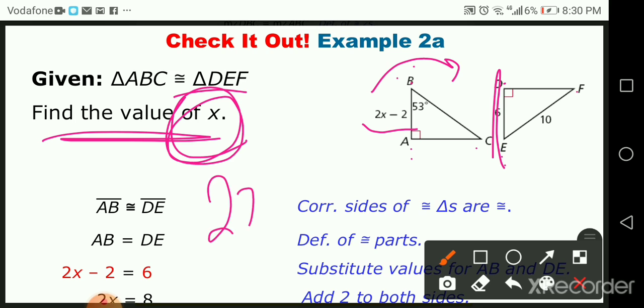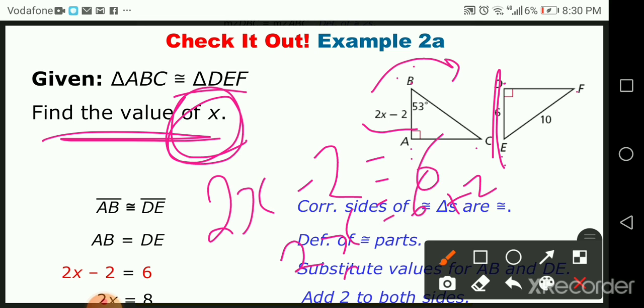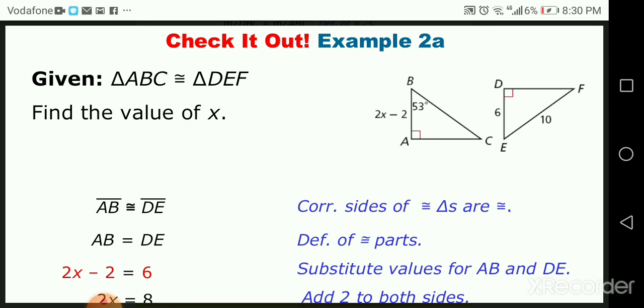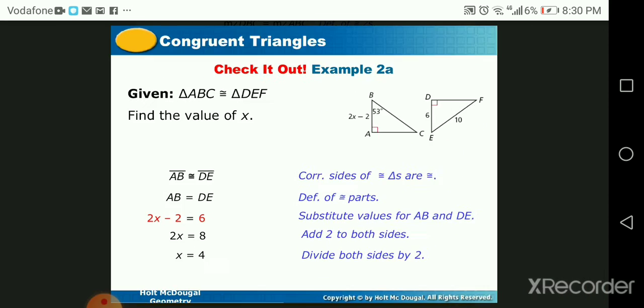So it's easy, miss. 2x minus 2 equals 6. Can I solve this? In one moment, 2x equals 6 plus 2. 2x equals 8, and so x equals what? Divided by 2 on both sides, so x will be 4. Okay, easy? I think it's easy.